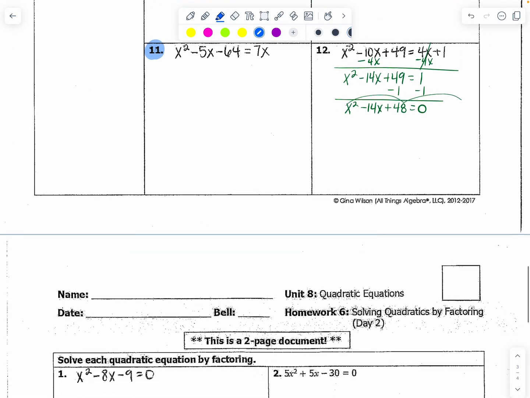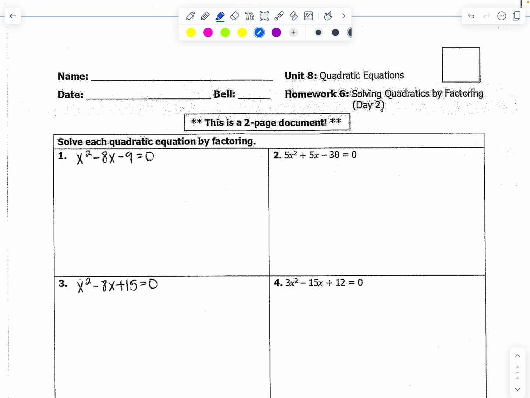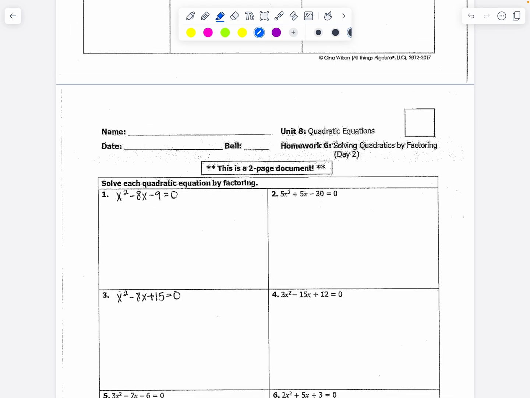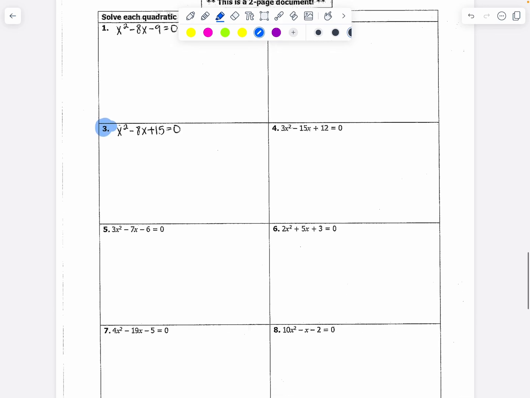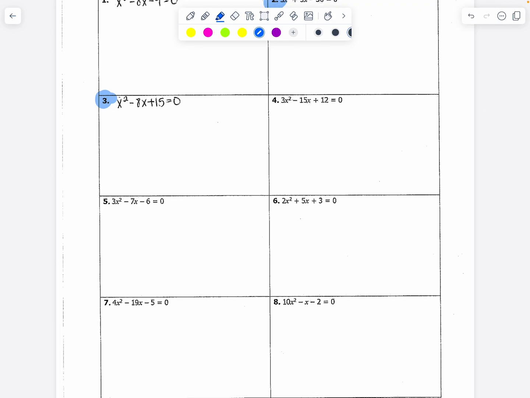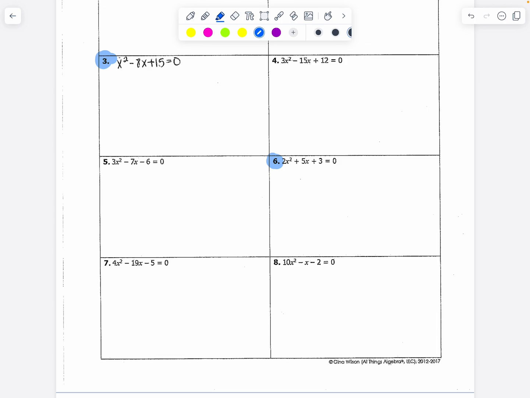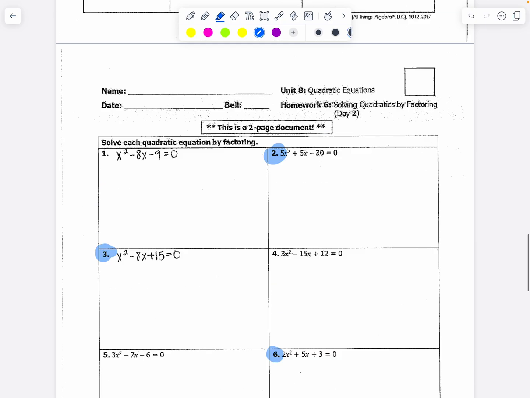And then finally, on the very back side, there are 8 problems. I would like for you to do problem number 2, problem number 3, problem number 6, and problem number 7.